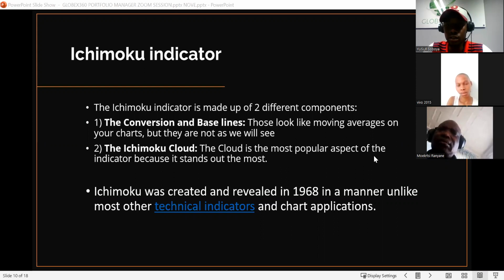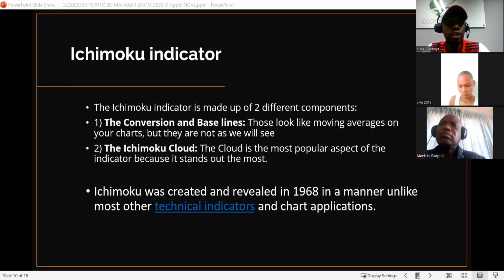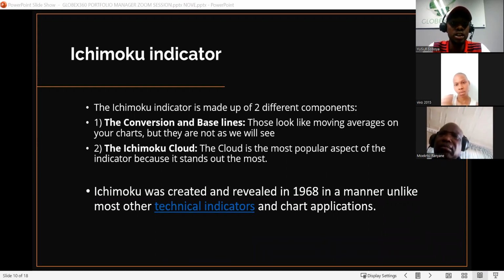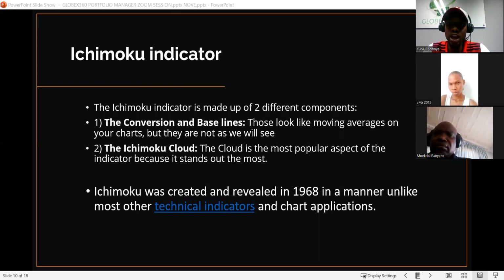The second indicator that I wanted us to have a look at is called the Ichimoku indicator. The Ichimoku indicator is made up of two different components, the conversion and the baseline. Those look like a moving average on your charts, but they are not, as we will see. The Ichimoku cloud is the most popular aspect of the indicator because it stands out the most. Okay, because it's the one that you can actually see when you put it on a chart. Ichimoku was created and revealed in 1968 in a manner unlike most other technical indicators.